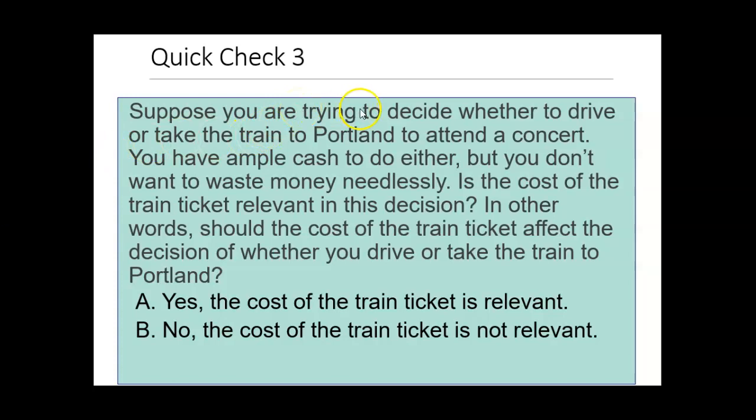Suppose you're trying to decide whether to drive or take the train to Portland to attend a concert. You have ample cash to do either, but you don't want to waste money needlessly. Is the cost of the train ticket relevant in this decision? In other words, should the cost of the train ticket affect the decision of whether you drive or take the train to Portland? Is the train ticket relevant or is it not relevant? What do you say? A or B? B or A?